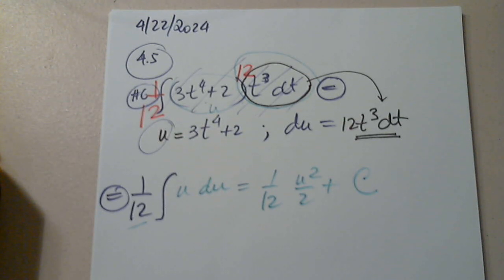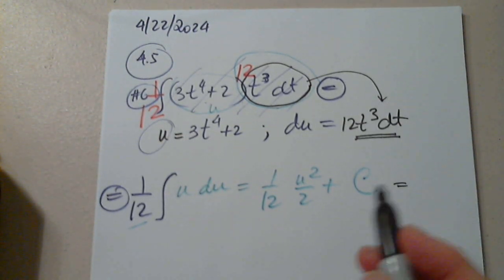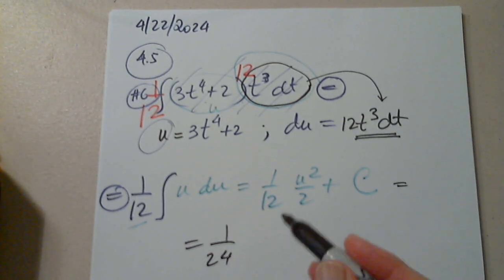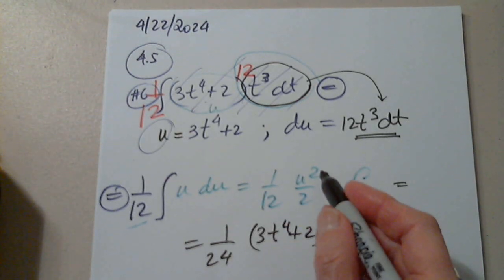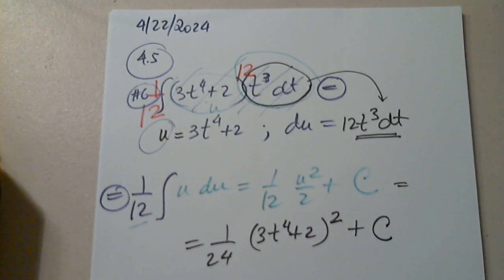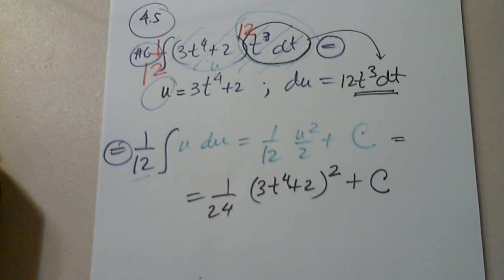Since it is an indefinite integral, we must go back to the given variable. So we have 1 over 24. Our u is 3t to the 4th plus 2, everything squared, plus a constant c. And this is it. And that's the final answer for this indefinite integral.